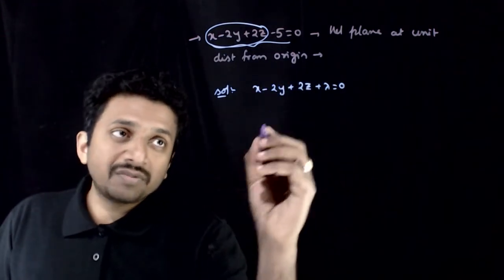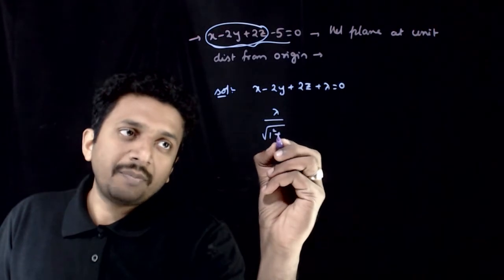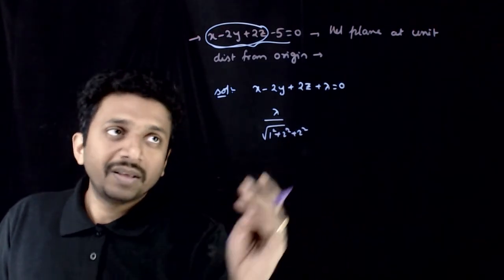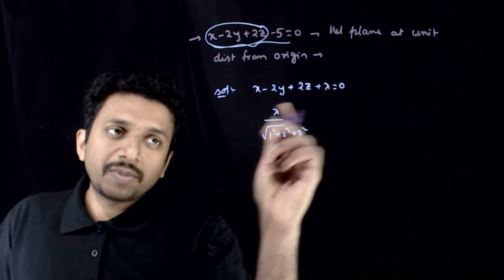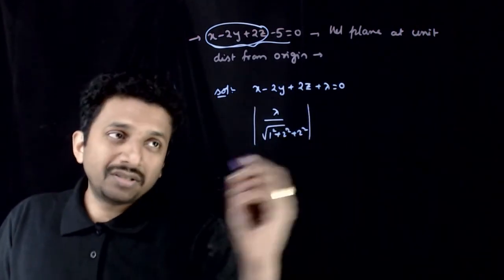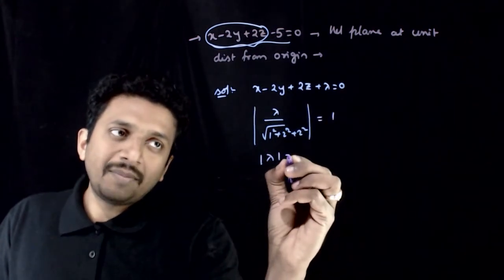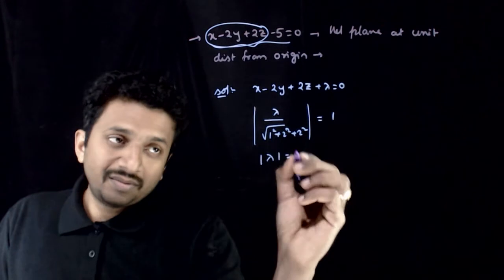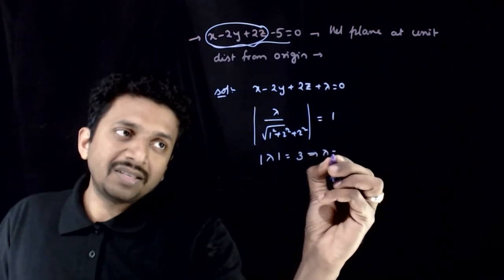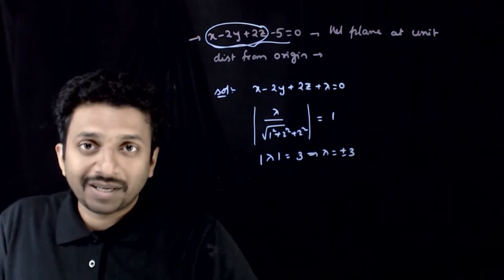So what is the distance of this from origin? Lambda by root of 1 square plus 2 square plus 2 square. That is, C by root of a square plus b square plus c square. Mod of this is the distance from origin. This has to be equal to 1. So mod lambda is equal to 3. This implies lambda is equal to plus or minus 3.